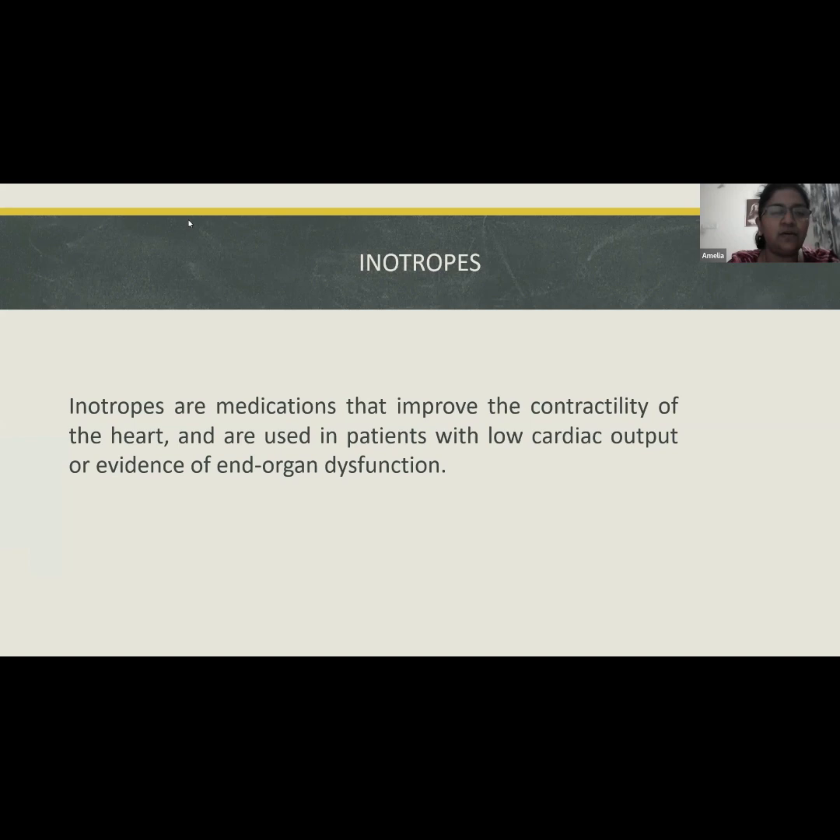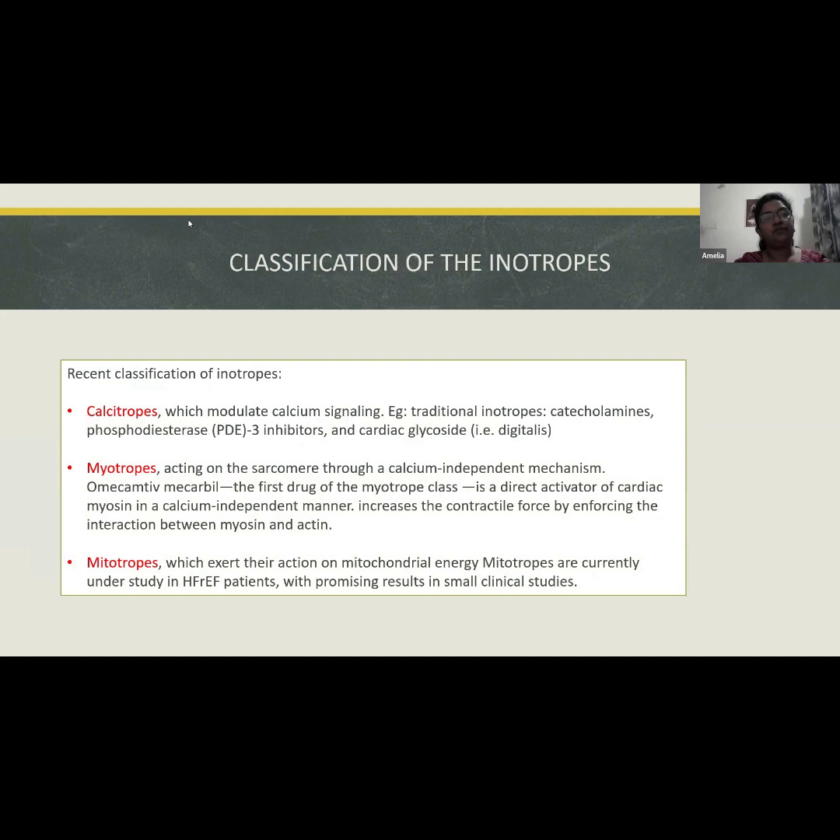So inotropes help improve the contractility of the heart. They are used in patients who have a low cardiac output or evidence of end-stage organ failure. Now, I'm not going to go through all the classification of inotropes because it's beyond the time I could spend on this talk and the purview of this talk. The recent classification, however, divides them as calcitropes, which modulate calcium signaling, myotropes that act on the sarcomere through calcium-independent mechanisms, and mitotropes that exert their action on mitochondrial activity.